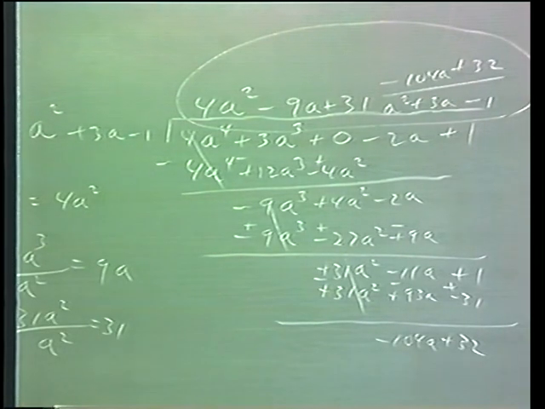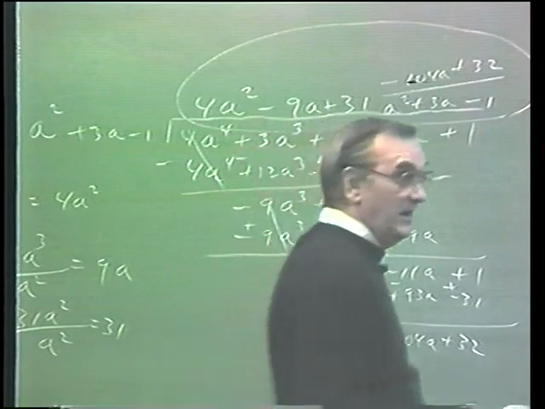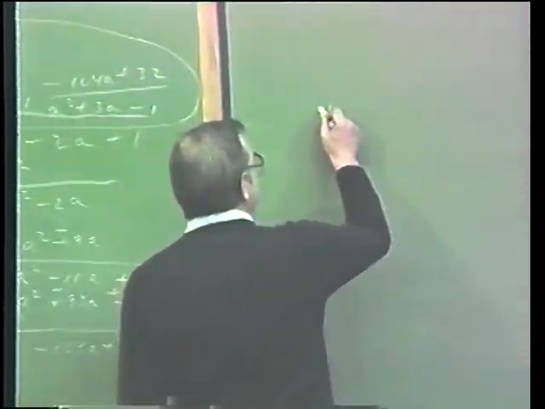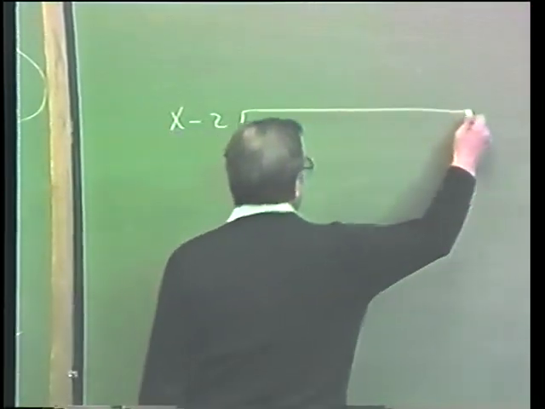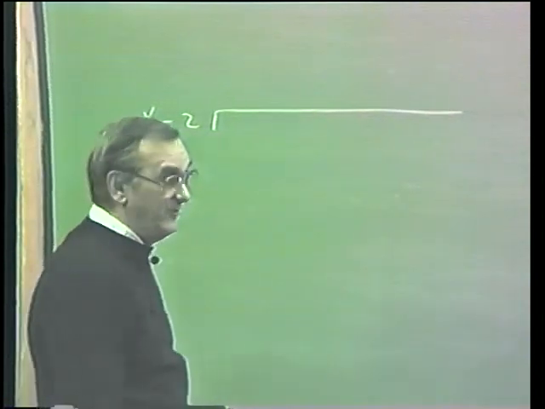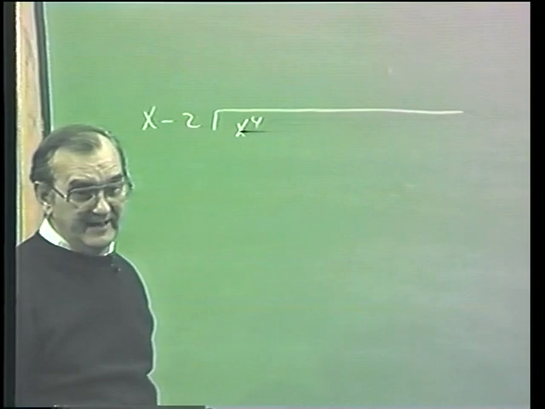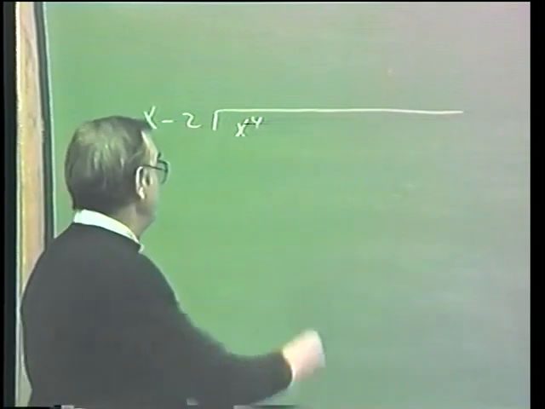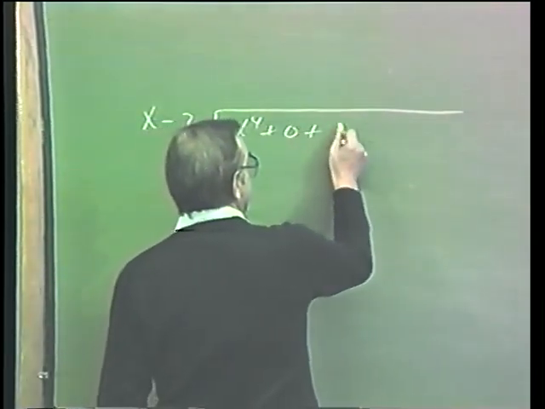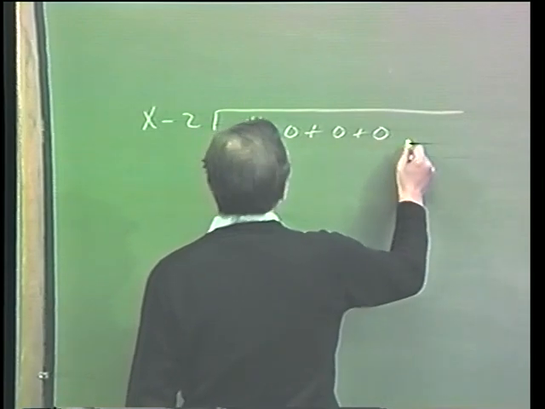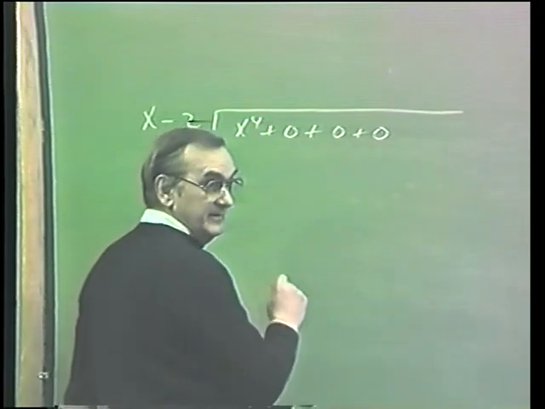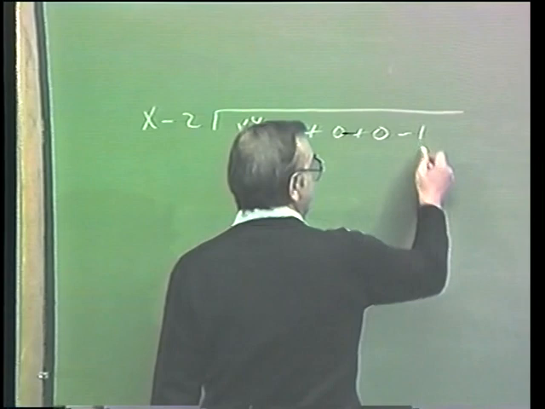We did that in class yesterday. No, we didn't. Almost. This is x minus 2 divided into x to the 4th minus 1. How many zeros are we going to have to add? 3. This is almost the same as the problem we did in class. Same divisor. What is that, negative 1 at the end?